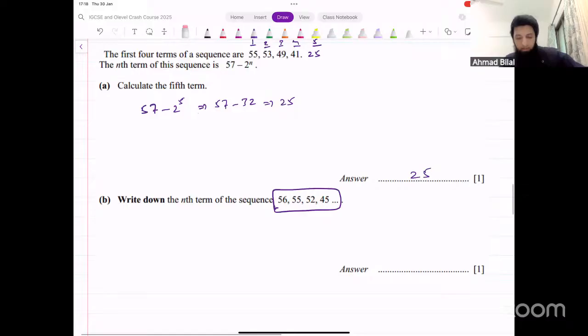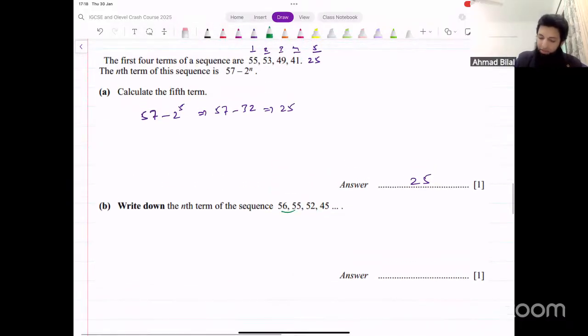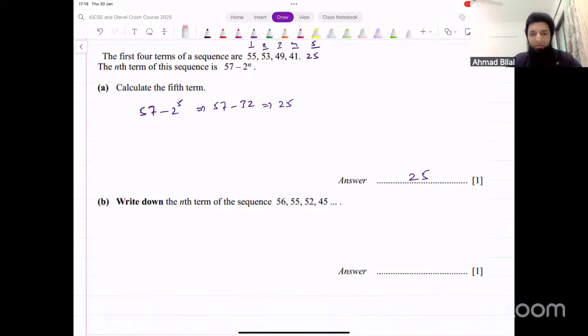Is it a linear sequence? It's not. This is -1, this is -3, this is -7. The differences are changing. Even the second differences, they are not the same. This is -2, this is -4. The second differences are also not the same. It's not a quadratic sequence. It's not a linear sequence. What sequence is this?